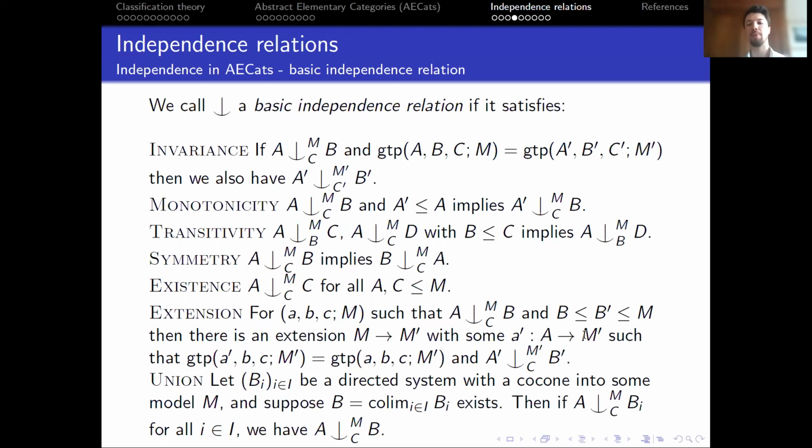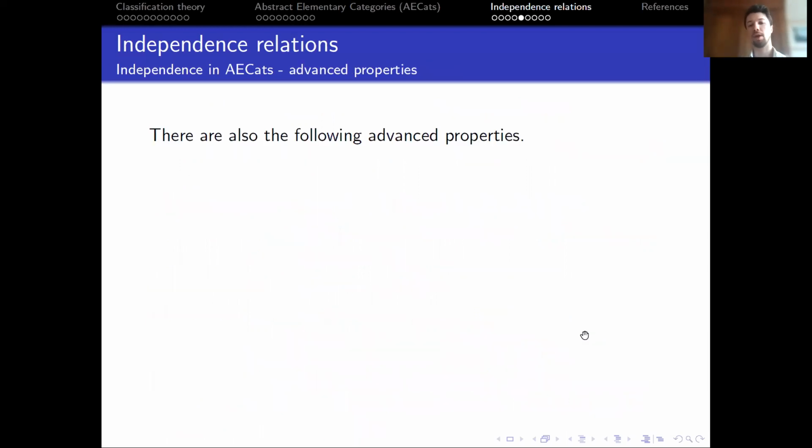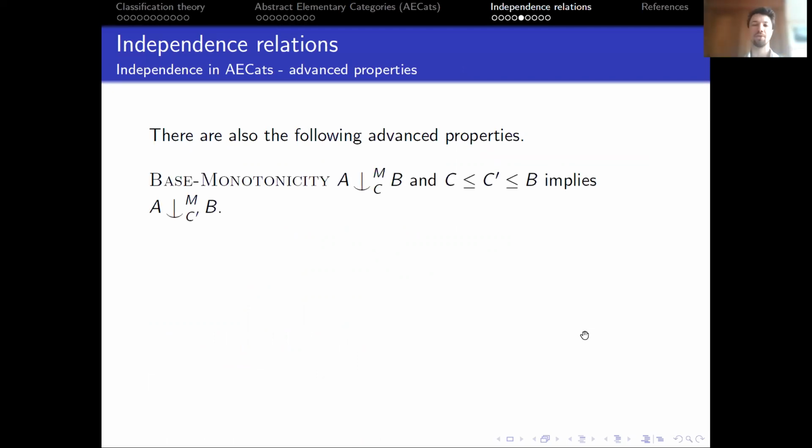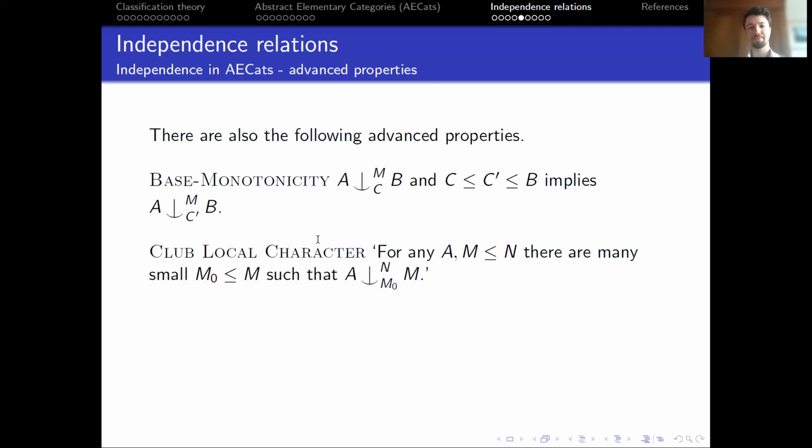Okay, so this is what we call basic independence relation. And then there are a few more advanced properties. And the reason I call them advanced properties is because they are exactly the ones that determine where in this classification picture we will land. So the first one is really simple. It's base monotonicity. It's A is independent from B over C, and C prime is in between C and B. Then I can kind of increase the base, and A is independent from B over C prime.